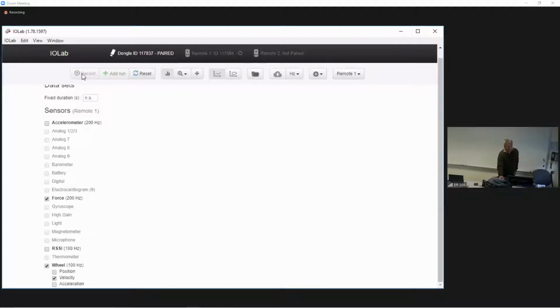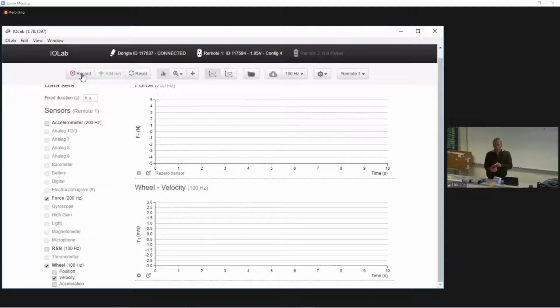Oh, come on. Looks like these batteries are dead as well.